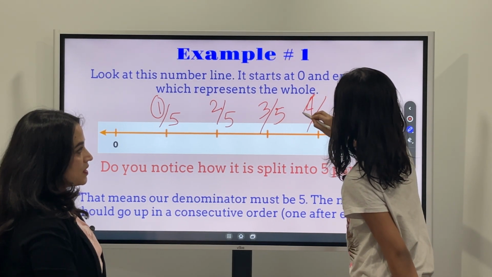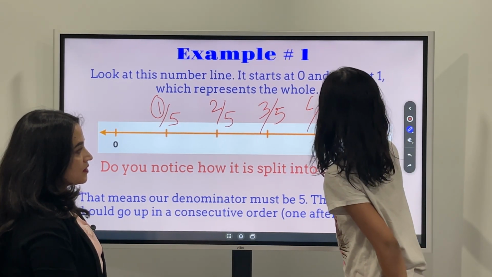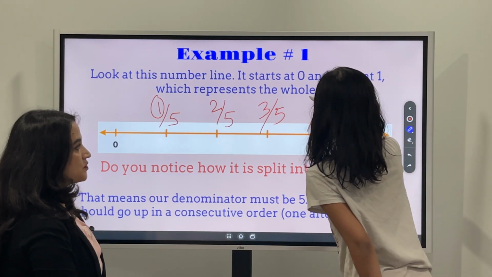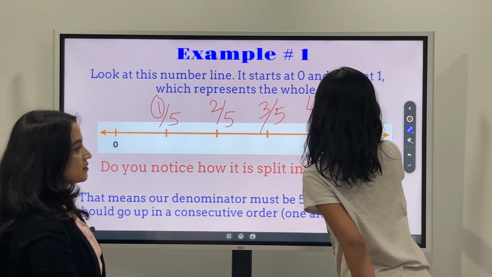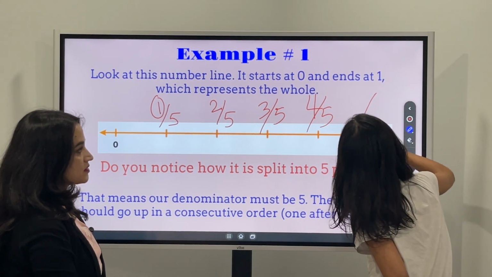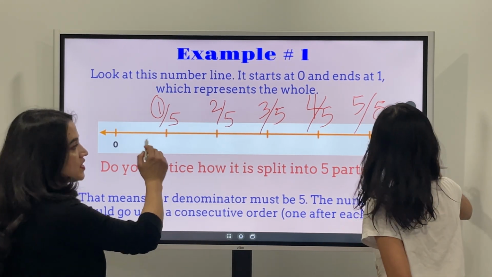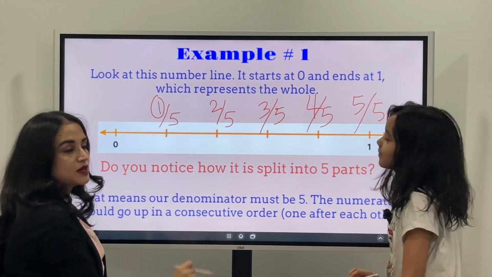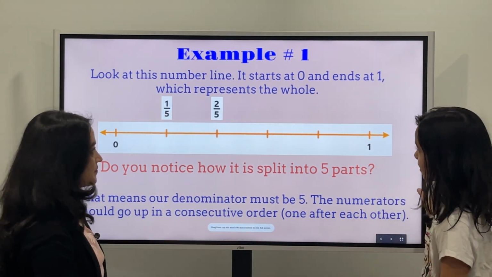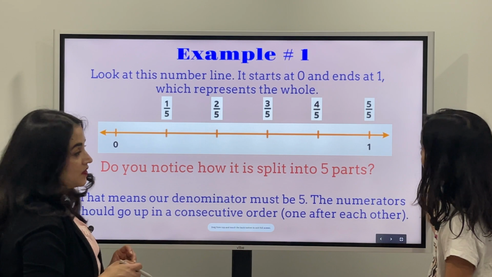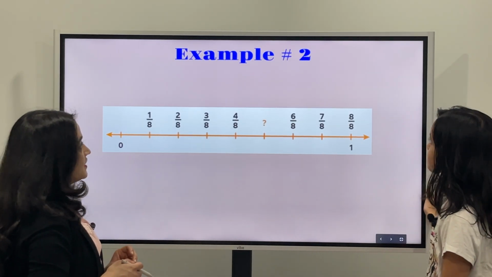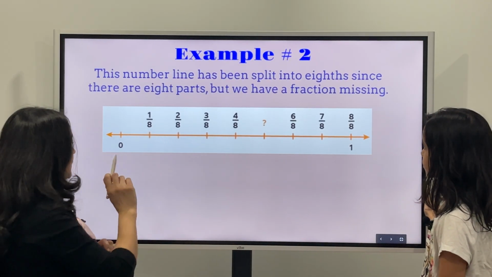4 by... wait, you don't have to be perfect, it's fine. 4, that's fine. By 5. Then 5 by 5. Yeah, so that's the fraction for this number line. Yeah, correct. So example number 2.